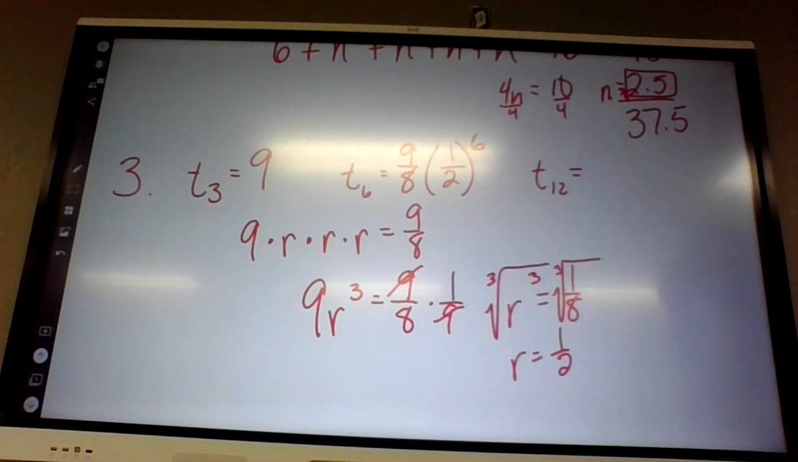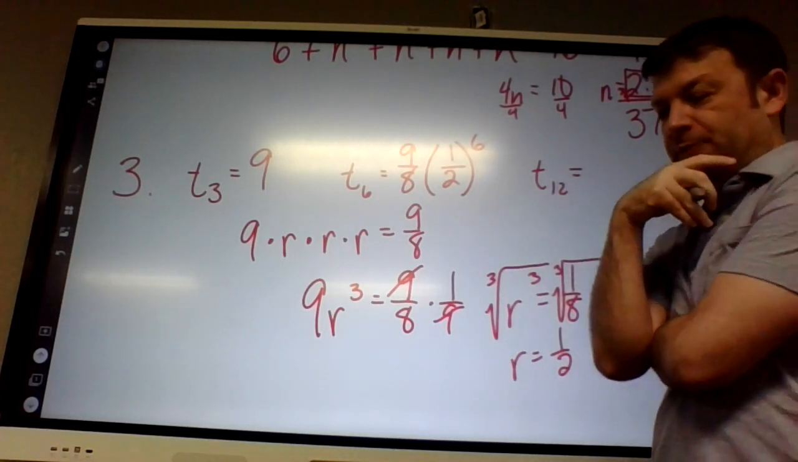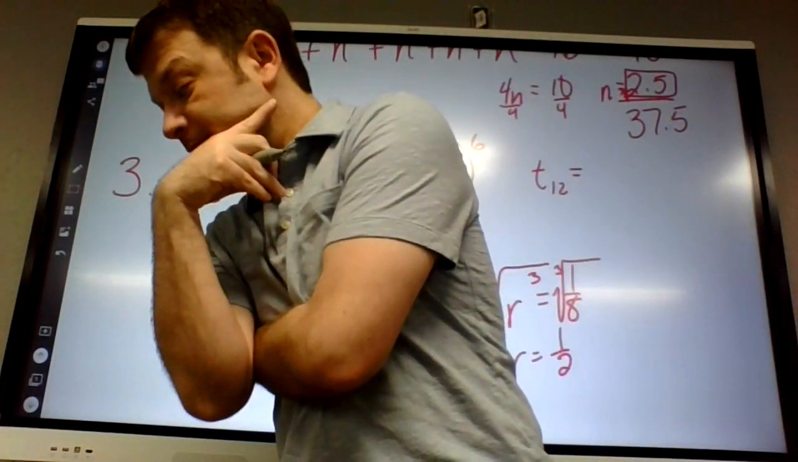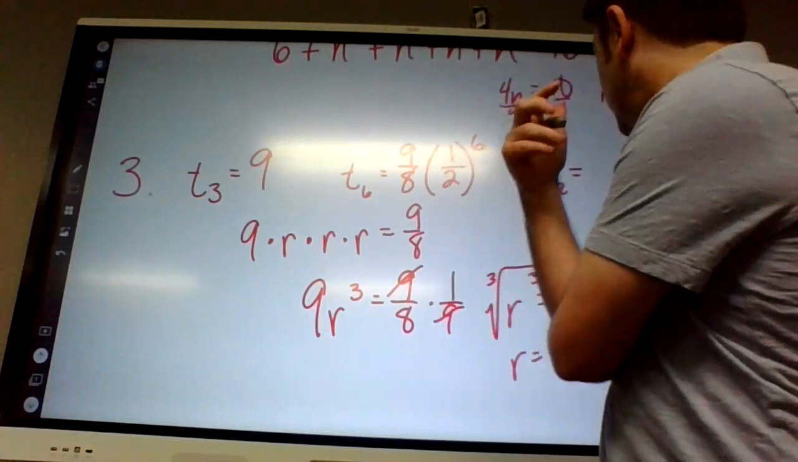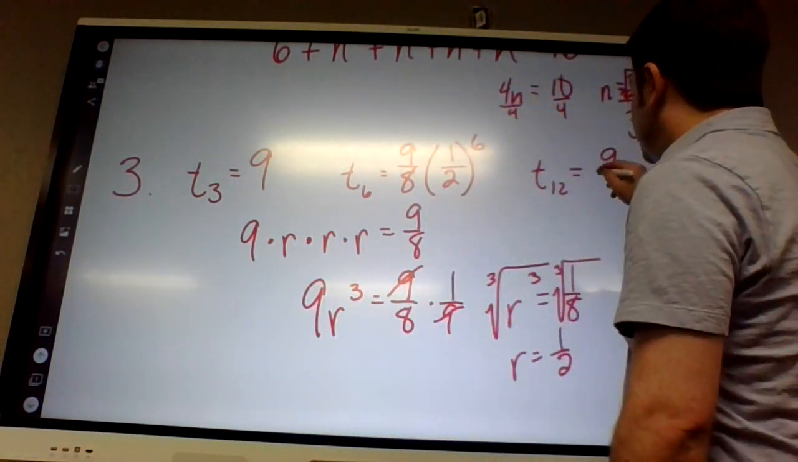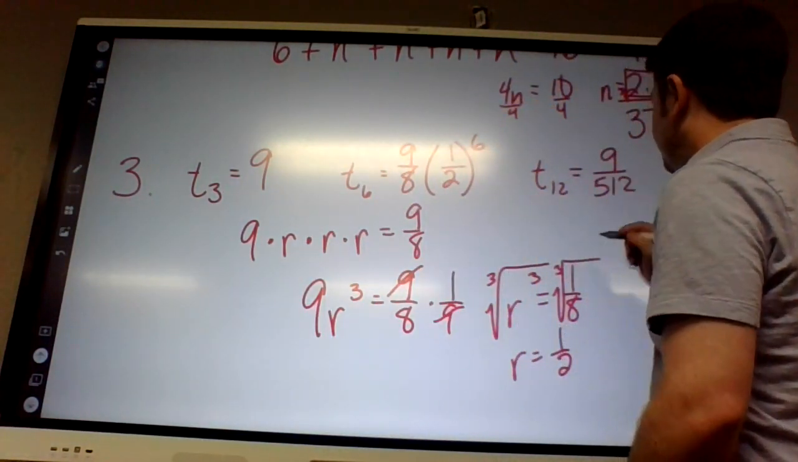That's a mess, isn't it? Times 8. It's like 250. 512. Oh yeah. Okay. Yeah, alright, it's 512 on the bottom.